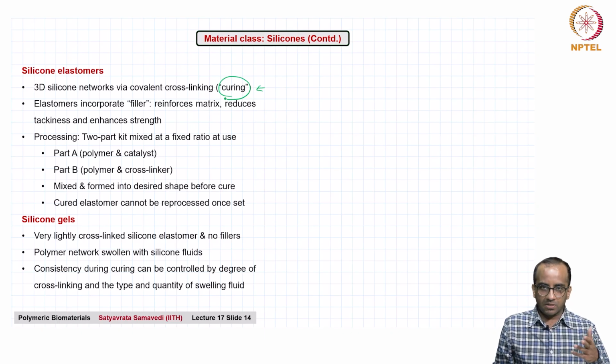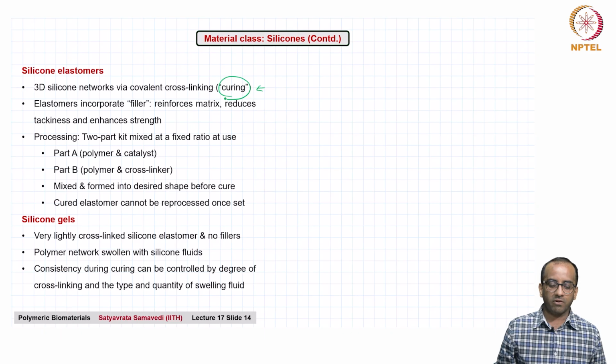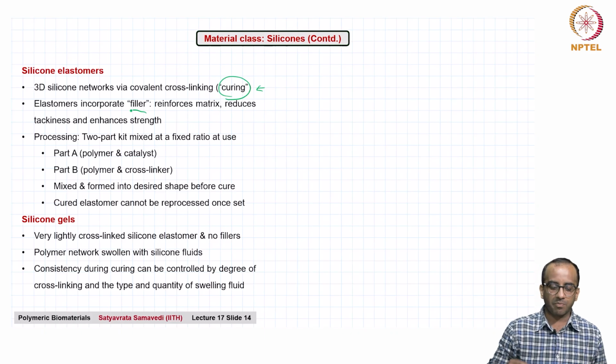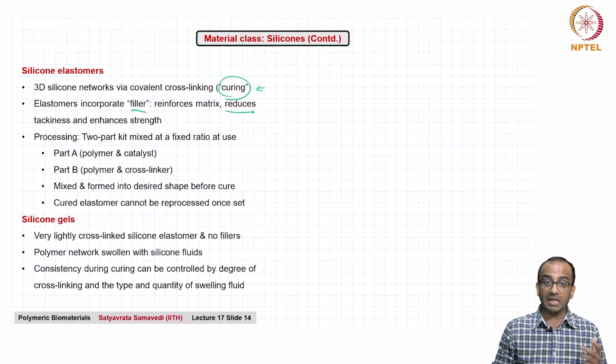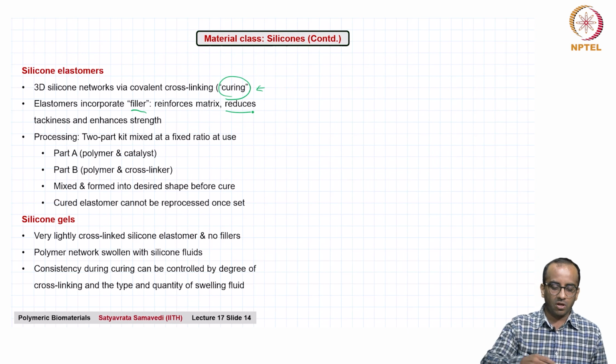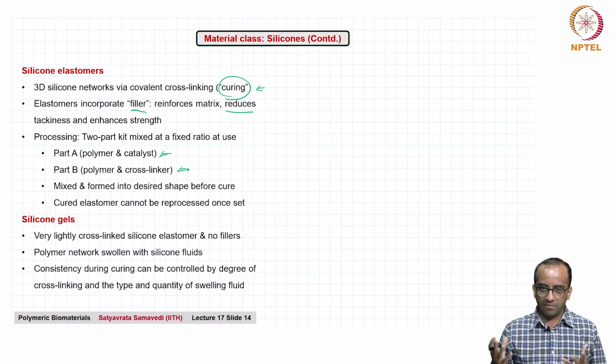And when silicones are present in the elastomer form, they typically incorporate a filler which reinforces the matrix, giving it better mechanical properties, and reduces the tackiness as well, or the stickiness. Typically these are provided as a two-part kit, which are mixed at use in situ. Part A typically contains the polymer and catalyst, and part B contains the polymer and cross-linker. And like PMMA, for example, this is also mixed in situ at the site as required.